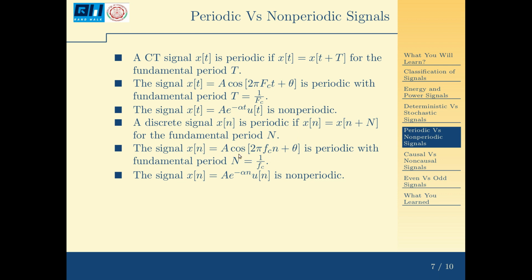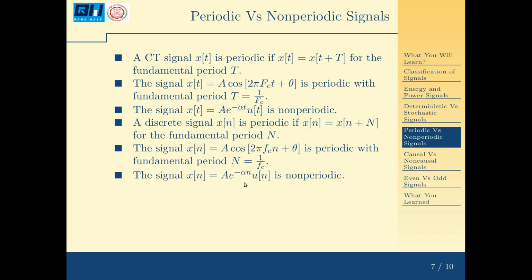Suppose I have a signal like A cos(2 pi fc n plus theta). This is a periodic signal. You know that is a cosine function. It's periodic with the fundamental period N equal to 1 by fc. That will be the fundamental period of the signal.